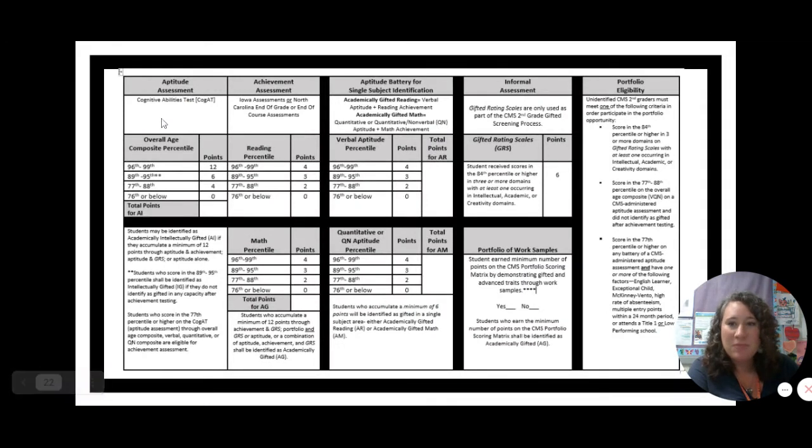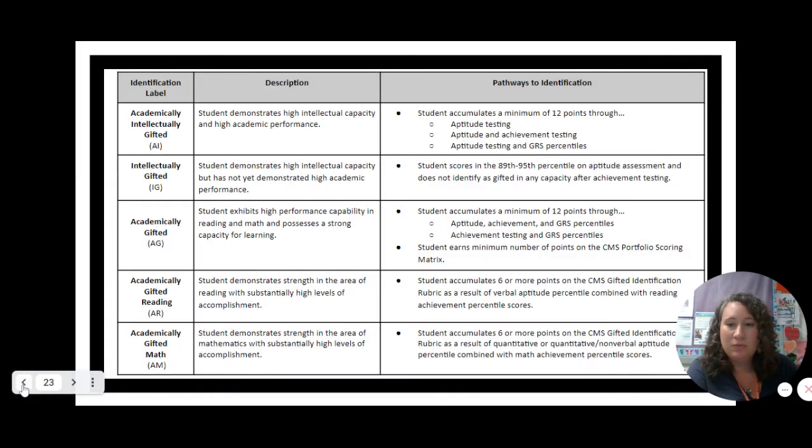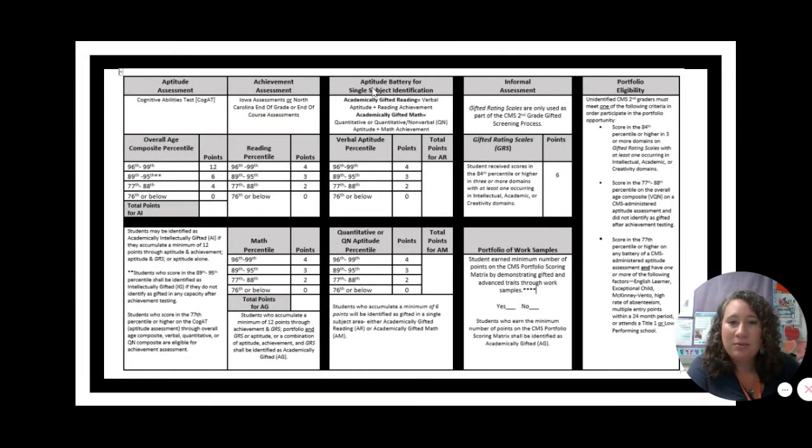This is the rubric. As you can see, this far left column is the aptitude assessment and lots of information about those. The second column is the achievement assessment, either the Iowa assessment or end of grade assessment, and also the MAP assessment will fit into this category. This third column is the aptitude battery for single subject identification.